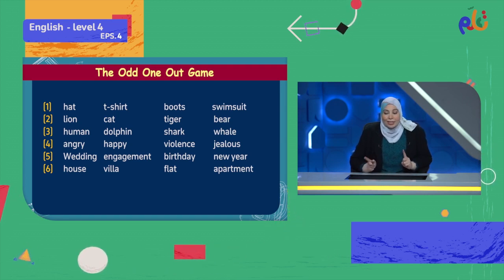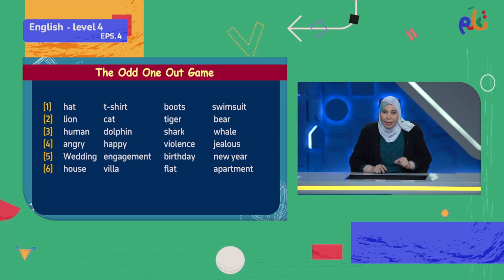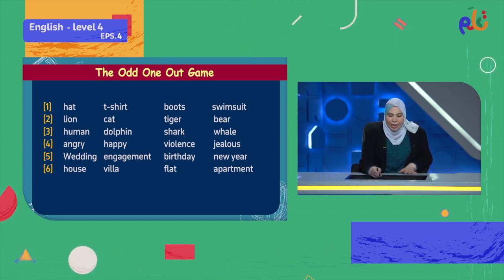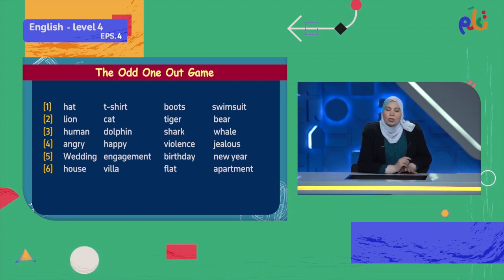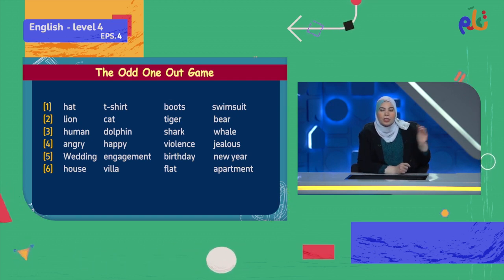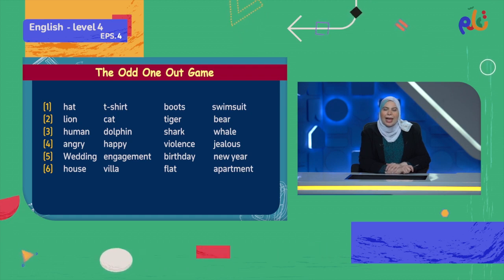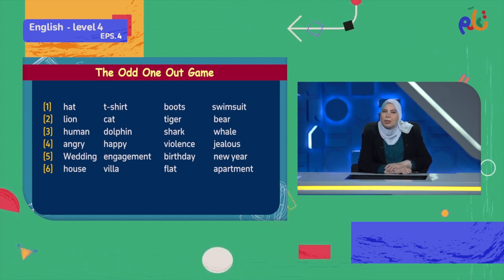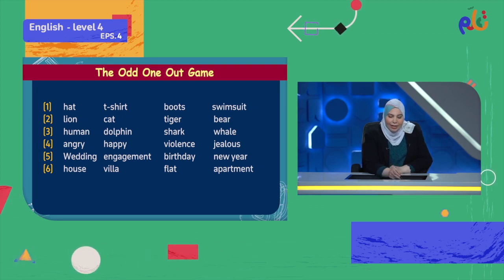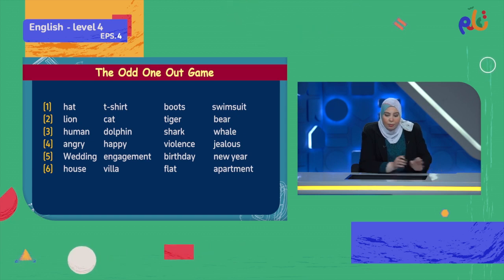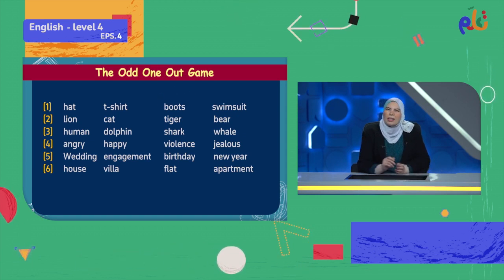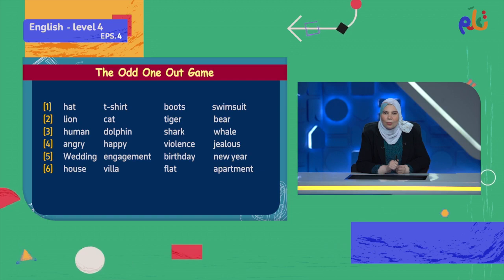Okay, and there is another opinion, and this other opinion would say that boots would be the different word. So I am going to odd boots out. I'm going to choose boots as the different or the strange word. Why do you think boots would be different? We have hat, t-shirt, swimsuit, which are similar, but boots are different. Why do you think so?